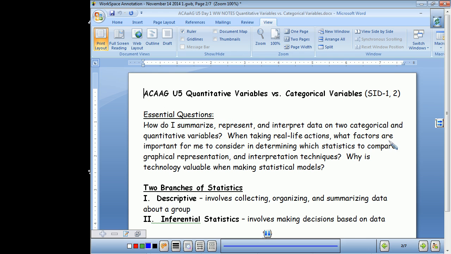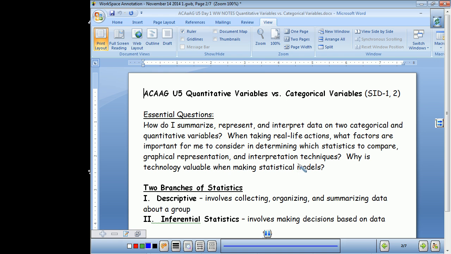When taking real-life actions, what factors are important to consider in determining which statistic to use to compare, how to graphically represent that, and how do we interpret what we've done. And why is technology valuable when making statistical models? We'll be using technology to create some of these. Have any of you guys ever used Excel to make bar graphs? Yeah? Okay. We can use our graphing calculators to make box and whisker plots.